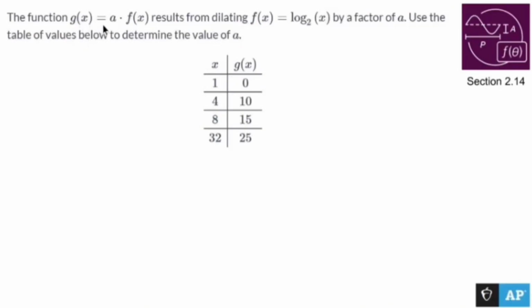The function g of x equals a times f of x results from dilating f of x equals log base 2 of x by a factor of a. All right, so g of x is just a times f of x, and f of x is that. Why don't I just write that out? Why do I have to complicate things? G of x is going to equal a times log base 2 of x.